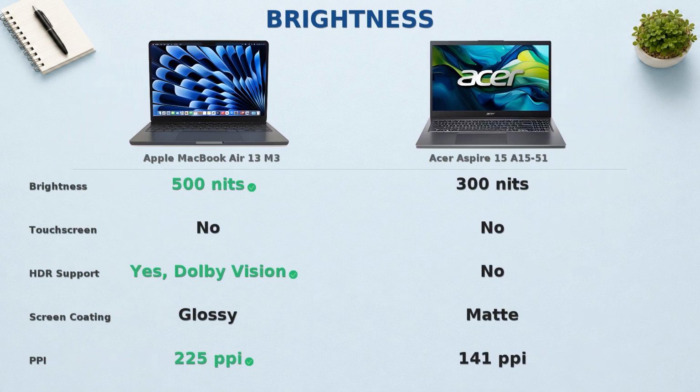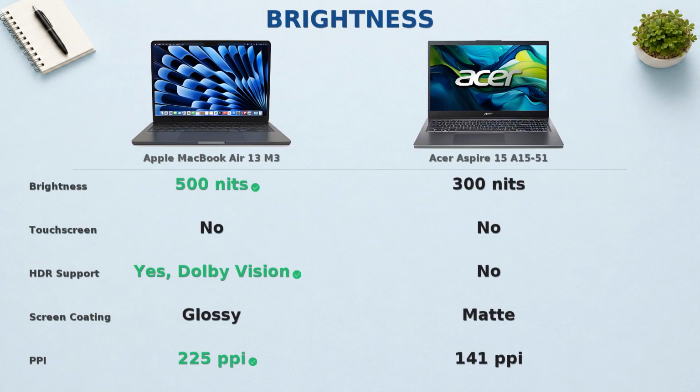MacBook Air reaches 500 nits while Aspire tops out at 300 nits, so sunlight or overhead lights are less of a problem for you. Neither model offers a touchscreen, but only MacBook Air supports Dolby Vision HDR, which means richer highlights in supported content. The MacBook Air uses a glossy screen and Aspire uses matte, so you're choosing between reflections and glare reduction. At 225 pixels per inch versus 141 pixels per inch, MacBook Air's display looks sharper, making text and images more comfortable to view.